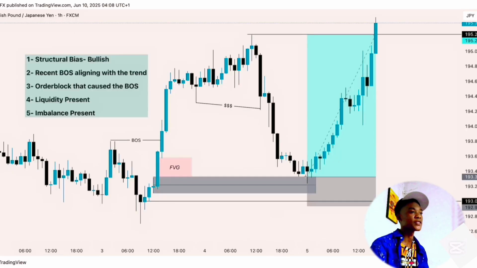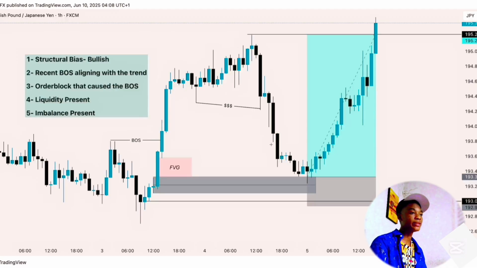So this is a beautiful setup that dished out pips for me. You can see how beautiful this setup is. Now, I did not just see this on the chart and decide to take it. You can see I have been able to break it down. Even from my trading plan, that is what I have. Staying organized as a trader is what will help you.